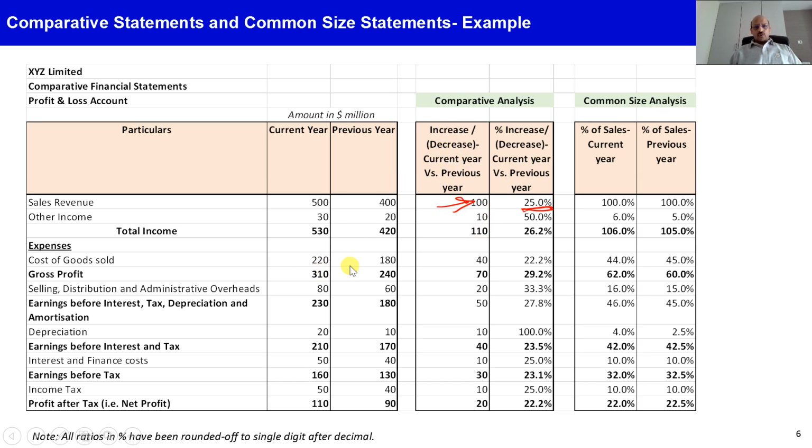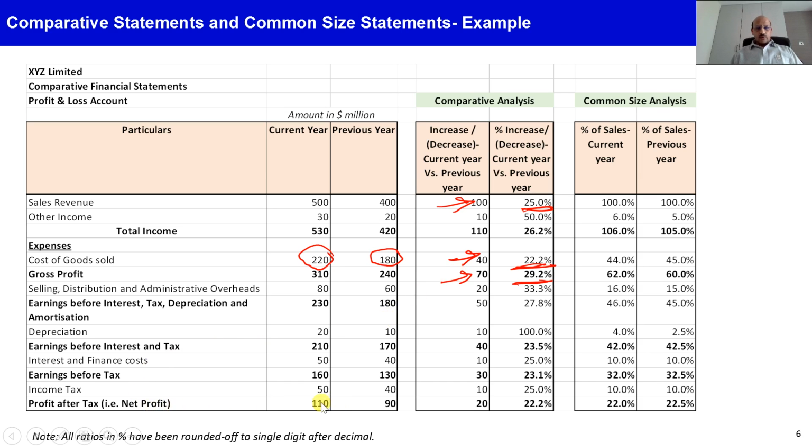Let's say cost of goods sold was 280 in the current year and 180 in the previous year, so it has increased by 40, and in terms of percentage it has increased by 22%. Whereas sales have increased by 25%, COGS has increased by 22.2%. So that's a healthy sign. As a result, the gross profit has increased from 240 to 310 million dollars. So gross profit has increased by 29%, or 70 million dollars, compared to the previous year.